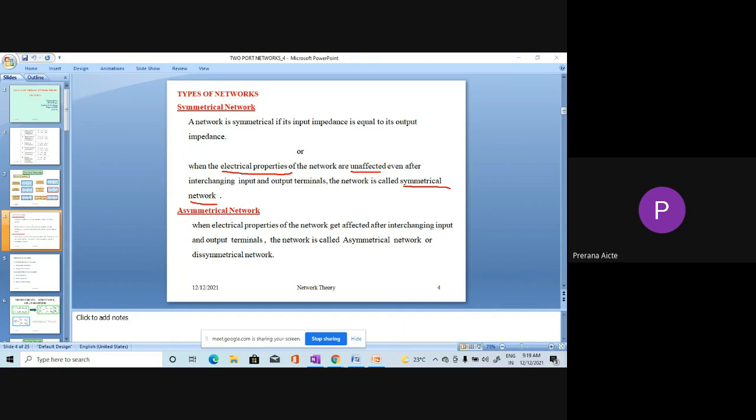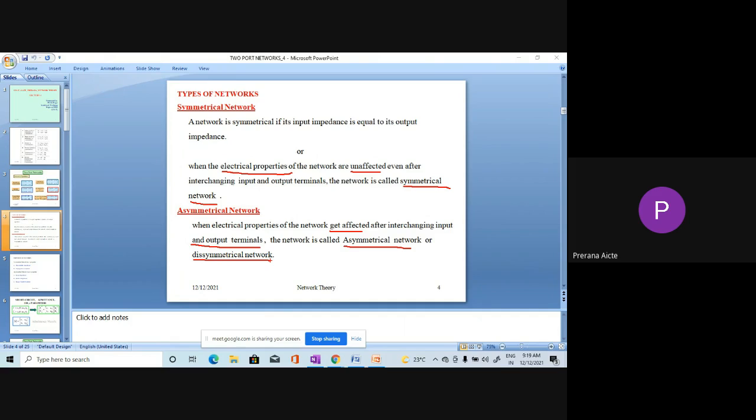Very beautiful definition. So what is meant by an asymmetrical network? When the electrical properties of that network get affected after interchanging the input and output terminals. If you change the input and output terminals and the electrical properties of your particular network, be it any kind of network, change, then this type of network is called an asymmetrical network. See the depth of your network.